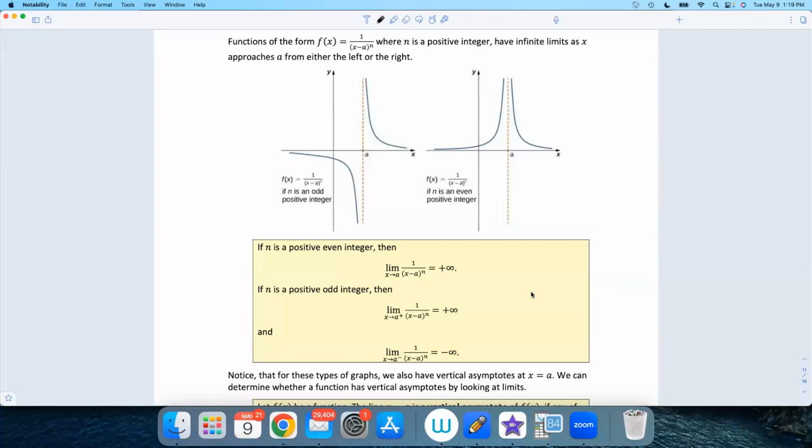Now, here are some rules you can just memorize. When you have an even power of x minus a in the denominator, your graph's always going to kind of look like this. So 1 over x minus a to the 4th, it's going to look a lot like the 1 over x minus a squared. We're going to shoot up to infinity from both sides. But if that power down there is odd, you're going to get something that looks like 1 over x. And you're going to go to negative infinity on the left and positive infinity on the right.